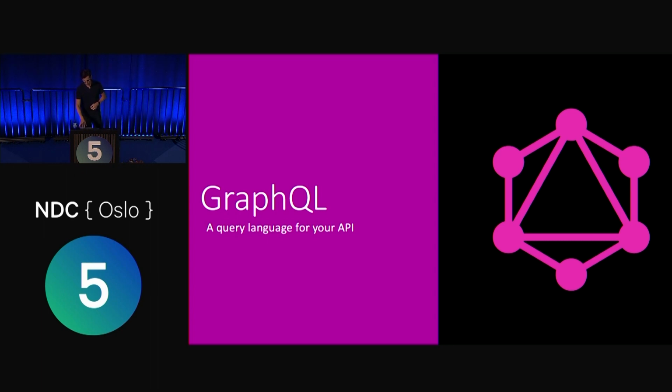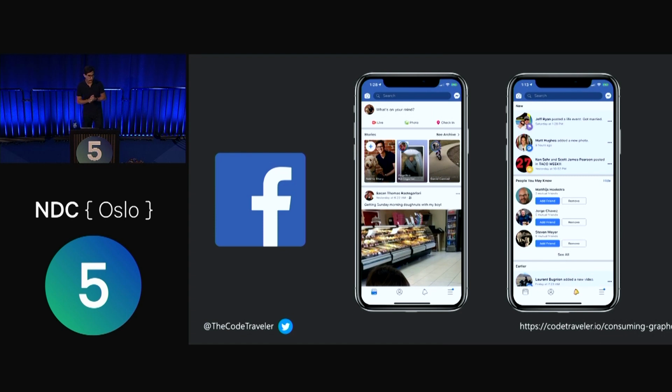But to really understand GraphQL, I think it's important to know where it came from. And GraphQL was actually invented back in 2012 by Facebook. And if you remember 2012, and if you had a Facebook account, you probably downloaded the Facebook app. This was right around the time they released their first native app. And when it first came out, it was really bad.